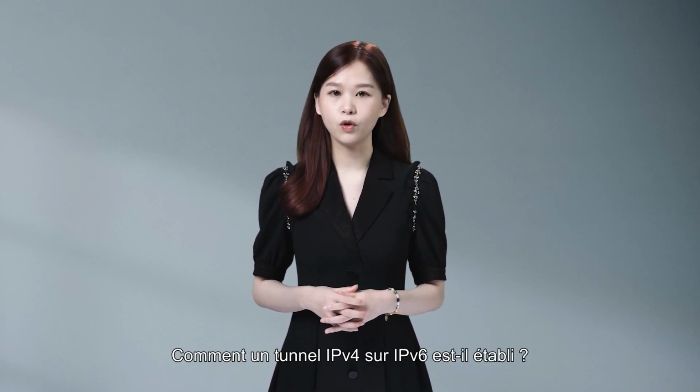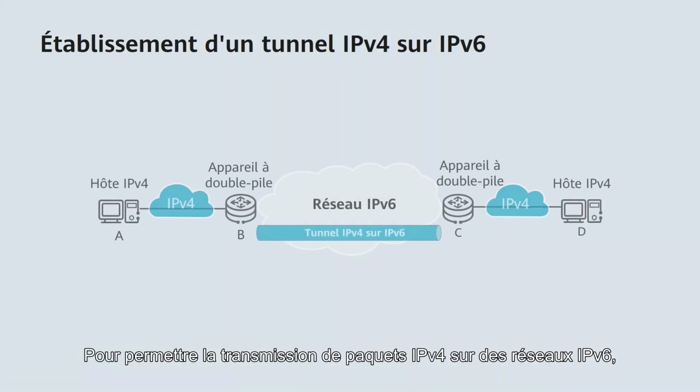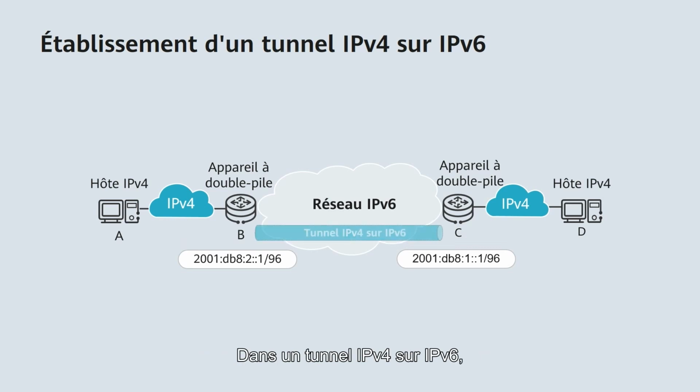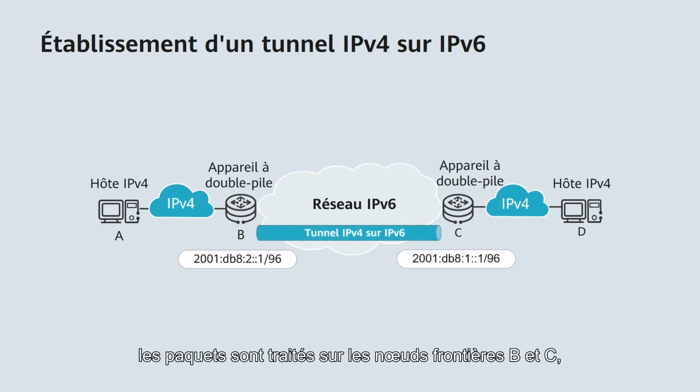So, how is an IPv4 over IPv6 tunnel established? To allow IPv4 packets to be transmitted on IPv6 networks, IPv4 over IPv6 adds IPv6 headers to the packets to encapsulate them into IPv6 packets. On an IPv4 over IPv6 tunnel, packets are processed on border nodes B and C, and other nodes are unaware of the tunnel. Specifically, IPv4 packets are transmitted between A and B and between C and D, whereas IPv6 packets are transmitted between B and C. This means that B and C must be able to process both IPv4 and IPv6 packets. That is, both border routers must run IPv4 and IPv6 dual stack.